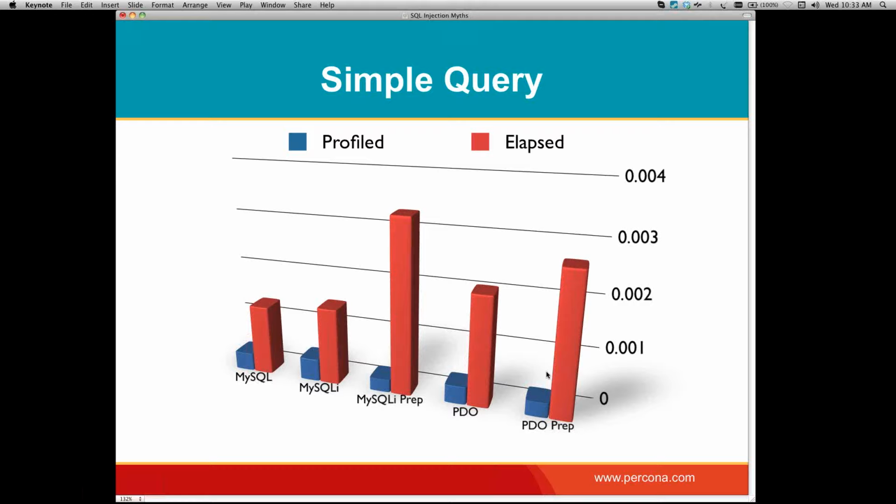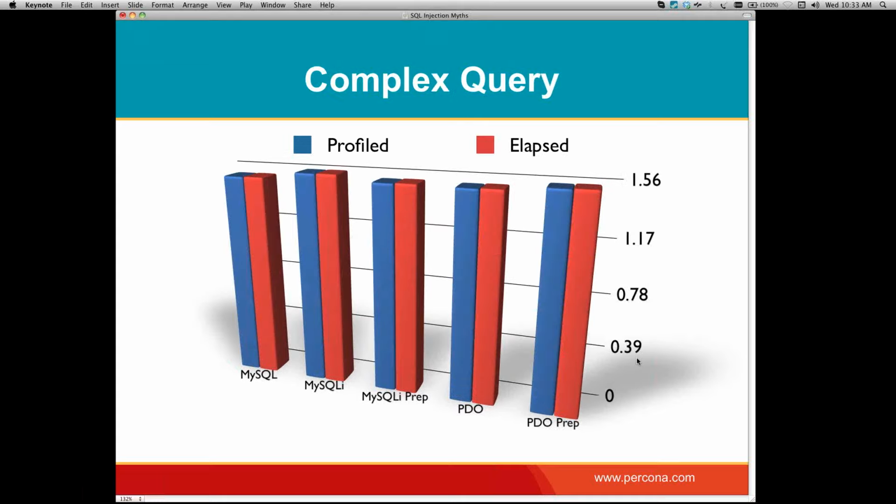This test was run for a very, very quick, simple query. So you can see the number of seconds in the scale of this graph is in the milliseconds. What if we ran a more complex query that takes almost a second and a half? Then you see the profiled and the elapsed is almost identical.